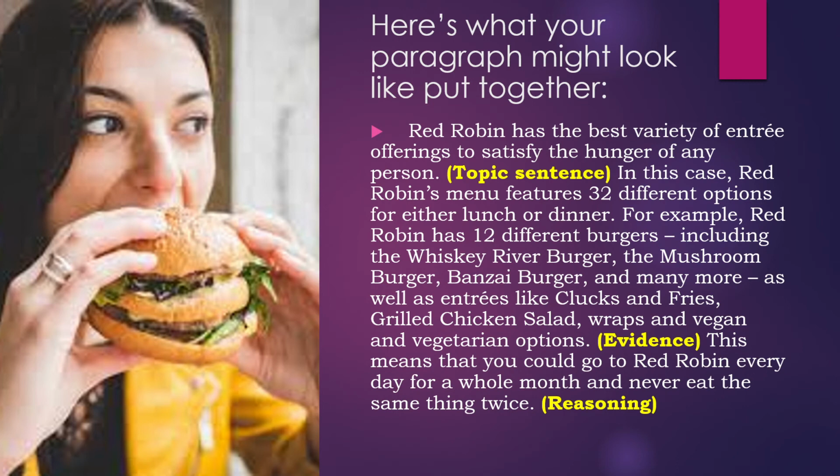In this case, Red Robin's menu features 32 different options for either lunch or dinner. For example, Red Robin has 12 different burgers, including the Whiskey River Burger, the Mushroom Burger, Bonsai Burger, and many more, as well as entrees like clucks and fries, grilled chicken salad, wraps, and vegan and vegetarian options. This means that you could go to Red Robin every day for a whole month and never eat the same thing twice. That's a solid paragraph with some good reasoning and ideas there, right?